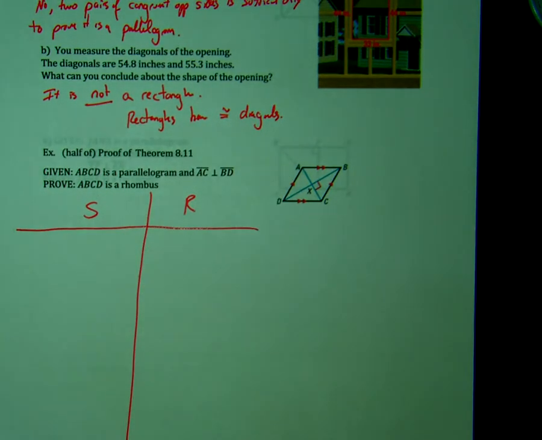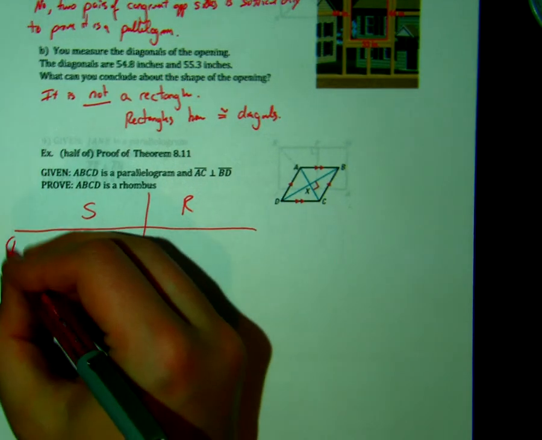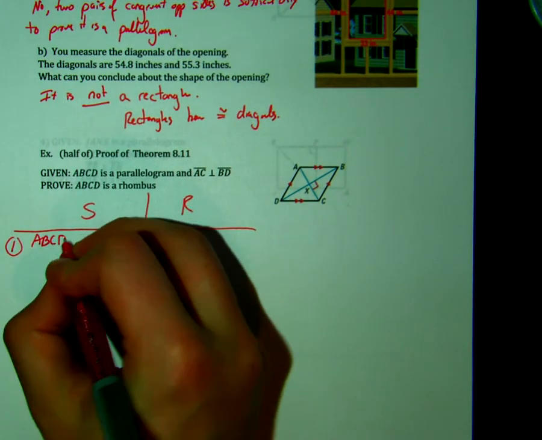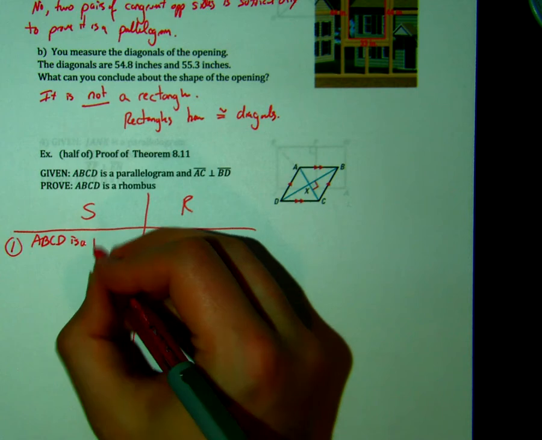So again, we're going to set up our statements and reasons here. All right. So our statements, first thing you always start with are your given. So I'm going to say ABCD is a parallelogram.